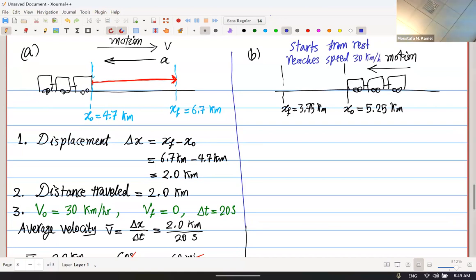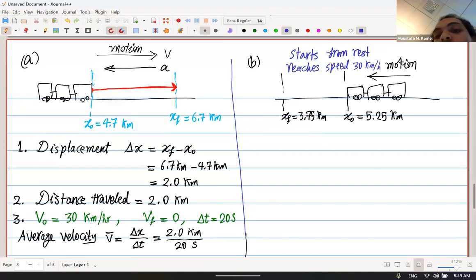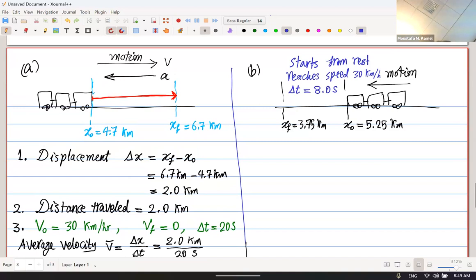Be careful, because here I told you it reaches a speed, but it's moving to the left, so the velocity would be negative. So make sure you take that into account. And that happens in a time of 8 seconds. Okay, I want you to calculate everything. Take 5 to 10 minutes, and then we will continue.